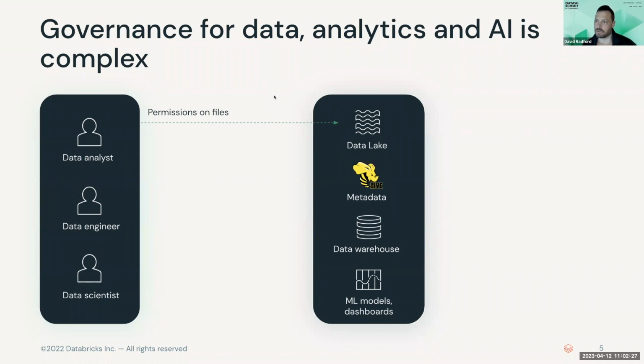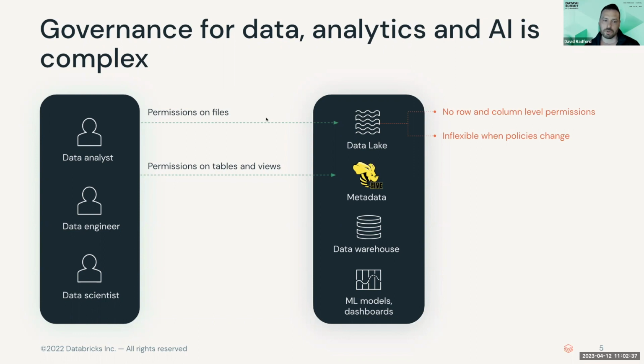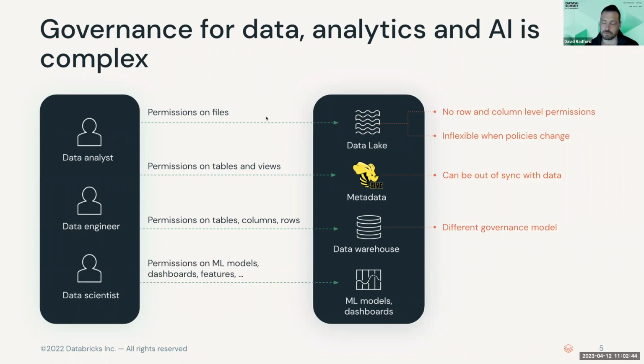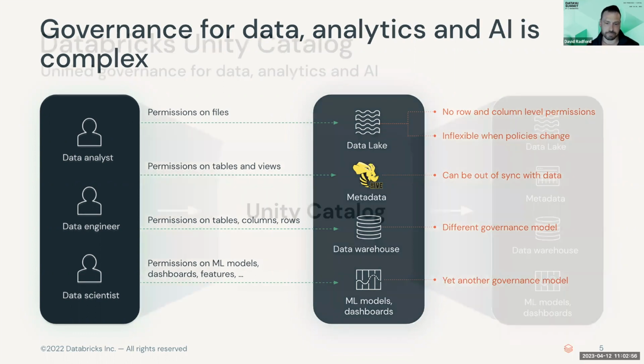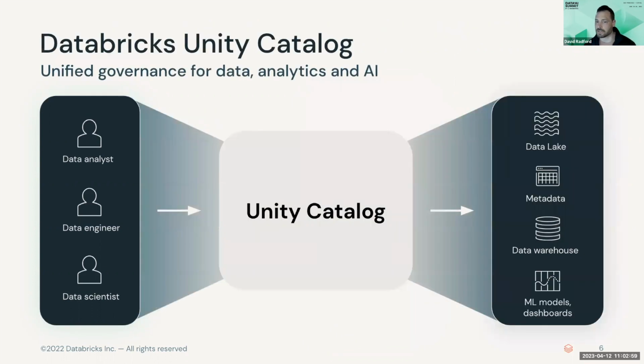So generally, governance in the data estate is difficult, especially when you're bringing in multiple technologies. In data lakes, you have permissions on files. You have permissions on Hive metadata. You have permissions on data warehouse assets, and even permissions on machine learning models, dashboards, those sorts of things. All of those are disparate governance models that each require their own technology or own group of people to manage. So on the Databricks Lakehouse estate, Unity Catalog centralizes all that governance for you.